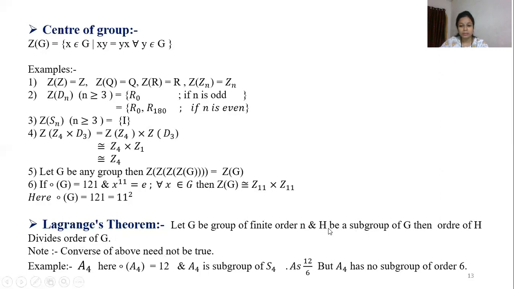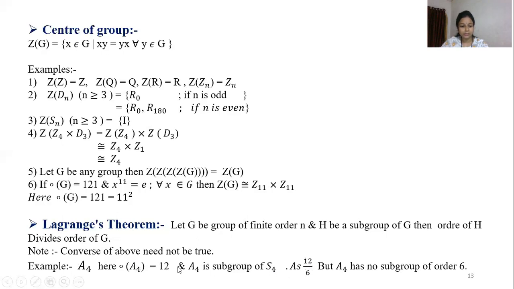For example, consider the alternating group A4. A4 is a normal subgroup of S4. The order of S4 is 4 factorial, which is 24. A4 is the set of all even permutations. In any symmetric group, exactly half of the permutations are even and exactly half are odd. Therefore, the order of A4 is 12, exactly half of 24. And A4 is a subgroup of S4.